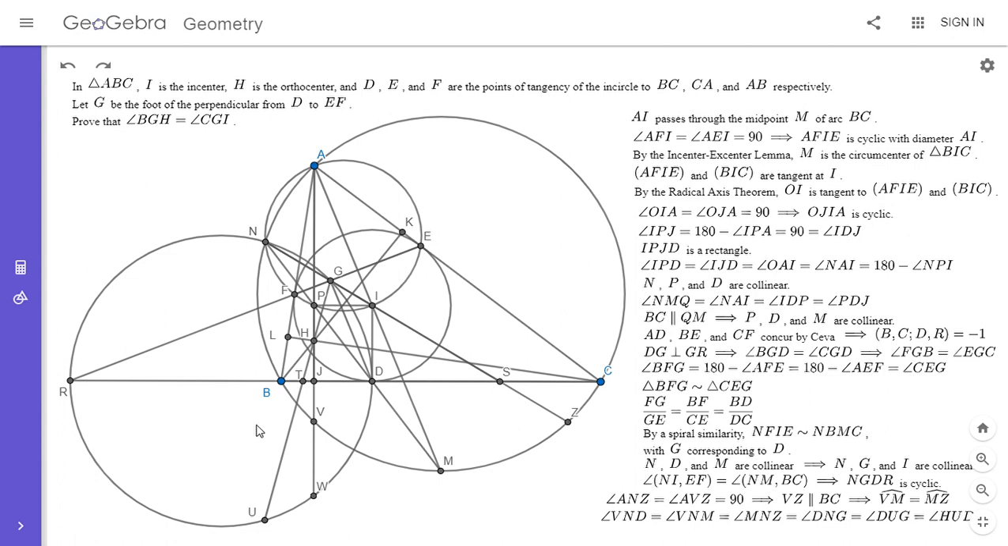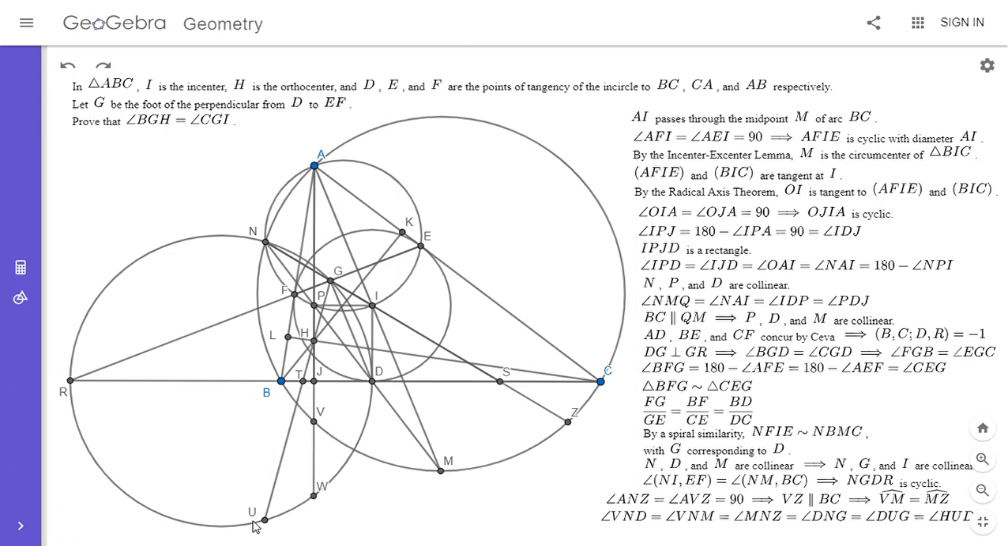All right, so angle VND is equal to angle VNM, which is equal to angle MNZ, right? Because arc VM is equal to arc MZ. And angle MNZ is equal to angle DNG, which is equal to angle DUG, which is equal to angle HUD. So I've written a lot here, but let's see what we just did. So angle VND is equal to angle HUD.